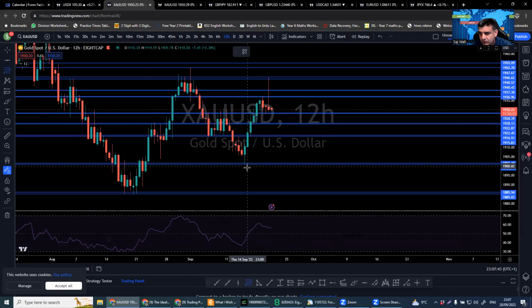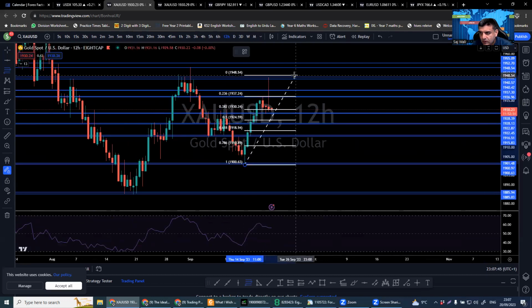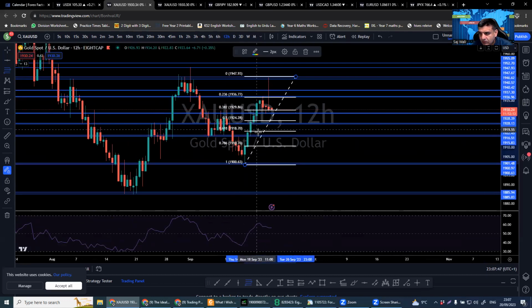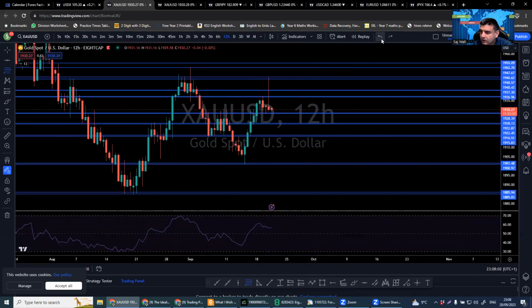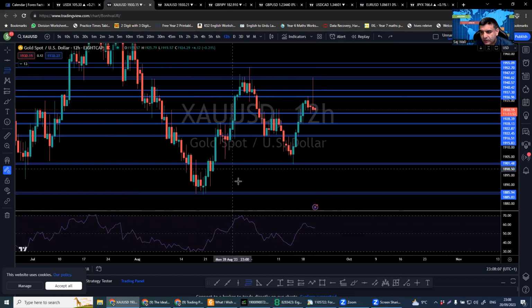So if we see rejection, this is a level. 1918, that's a level as well. So the market can come here before it goes up, or it consolidates and so on. This is how I analyze the market, and if you manage well, it works very well.